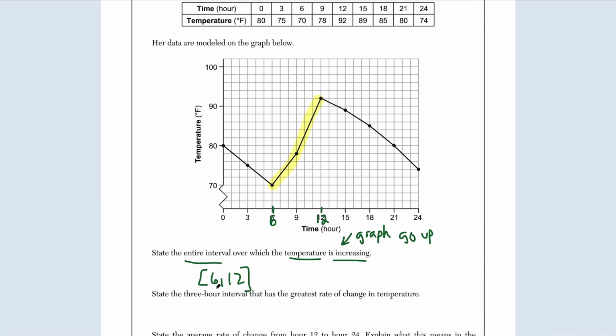So for the second part, we're going to state the 3-hour interval that has the greatest rate of change in temperature. So for this part here, how I'm breaking this down is when I hear the phrase rate of change, I'm thinking slope. And greatest rate of change, I'm thinking, when is this graph the steepest? When is it going up at the fastest rate? And I imagine if I had to climb this, it would be most difficult to climb here from 9 to 12. So that would be our solution to this part.